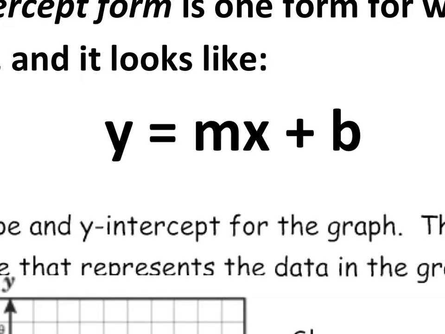Riley, what's the M stand for? Yeah. And Elise, what's the B stand for? Great. All right, just quick review.